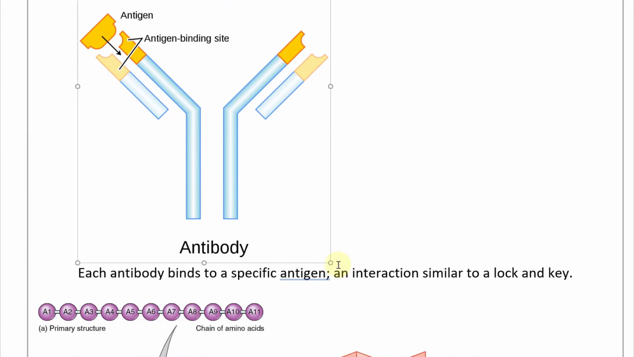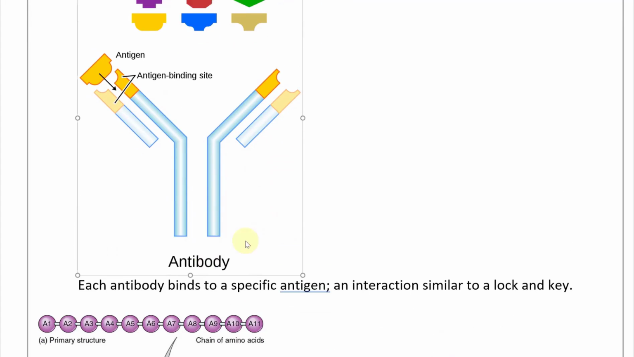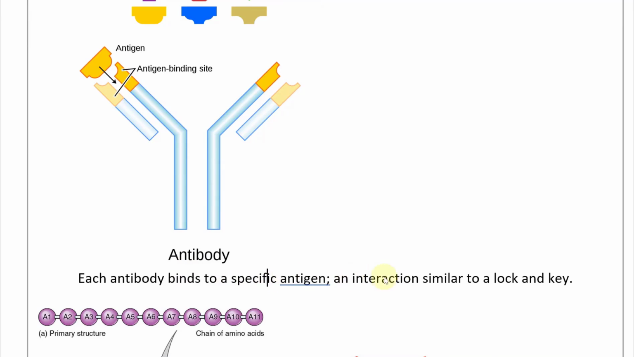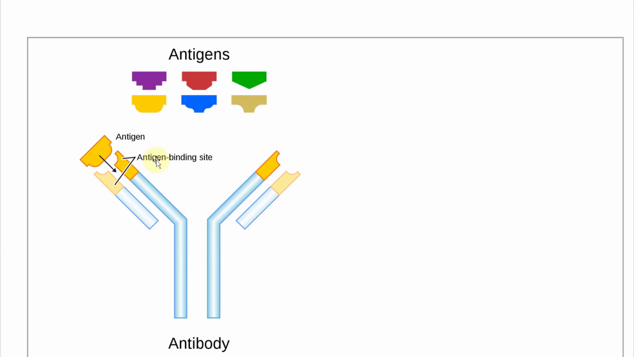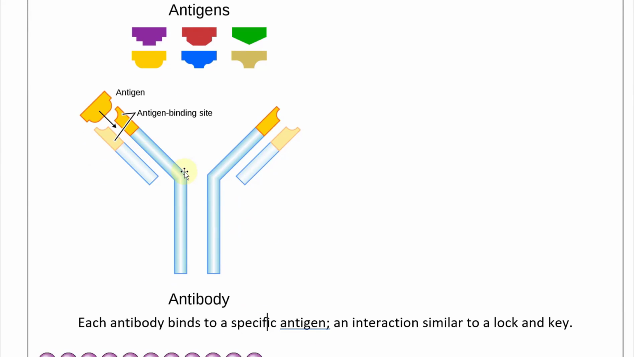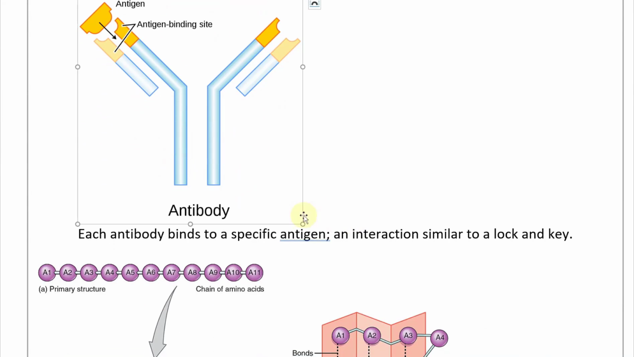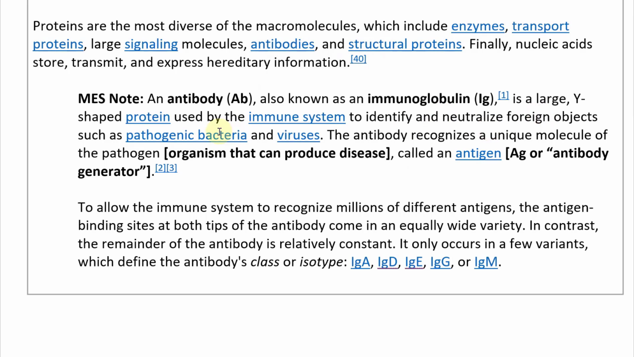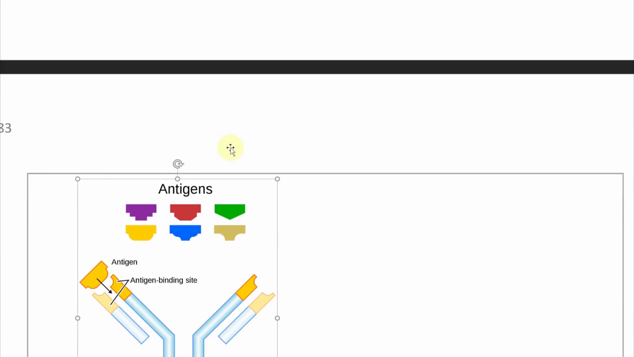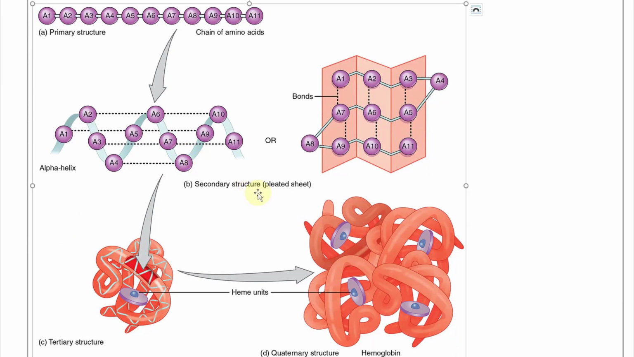So let's make it a bit smaller to fit in. Each antibody binds to a specific antigen, an interaction similar to a lock and key. So if you have this antibody like this, and it has a specific antigen binding site, and these are the antigens, it can connect to it like that. Then this would connect with this antigen and neutralize it, and so on. Or allow the body to respond however it can. And the primary goal is to identify and neutralize foreign objects such as these pathogens.